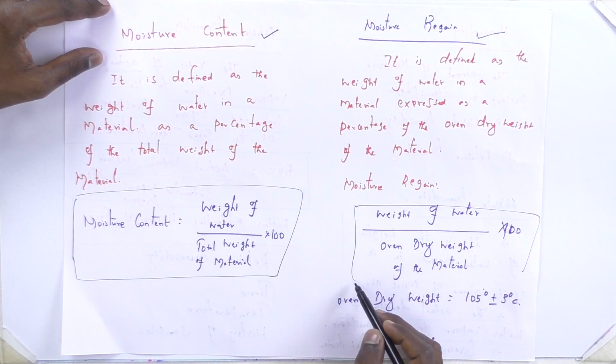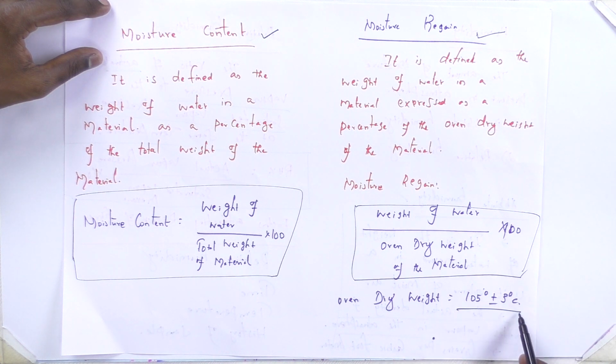What is the formula for regain? Moisture regain is weight of water divided by oven dry weight of the material. What is oven dry weight? It is the weight of the sample at 105 degrees centigrade, plus or minus 3 degrees. So you take a cotton fiber, oven dry it at around 105 degrees centigrade, then weigh it. Then you place the sample in a standard atmospheric condition. What is the weight of the sample? The difference between these two is the moisture regain.